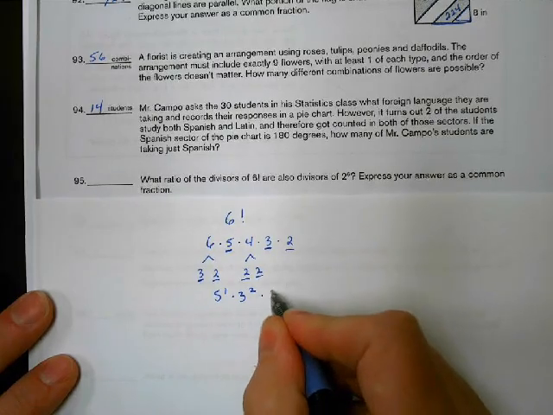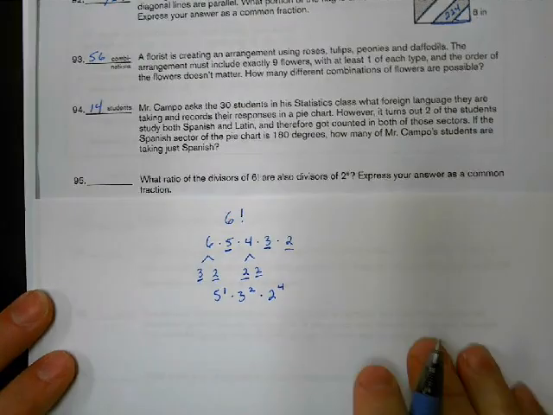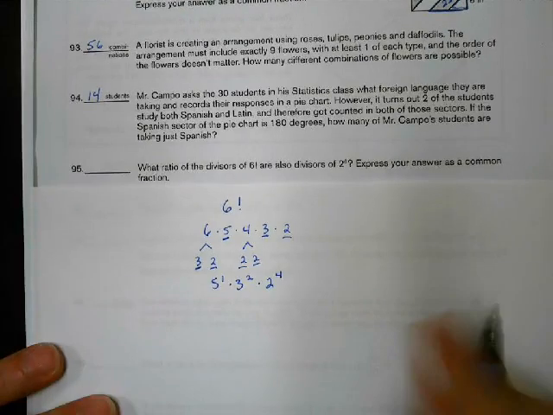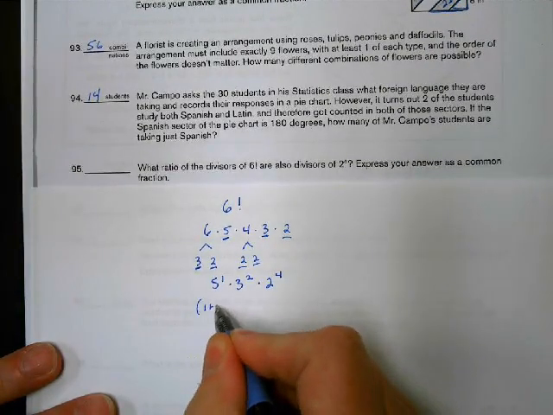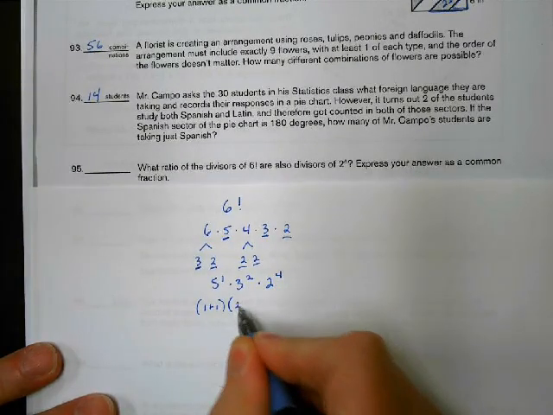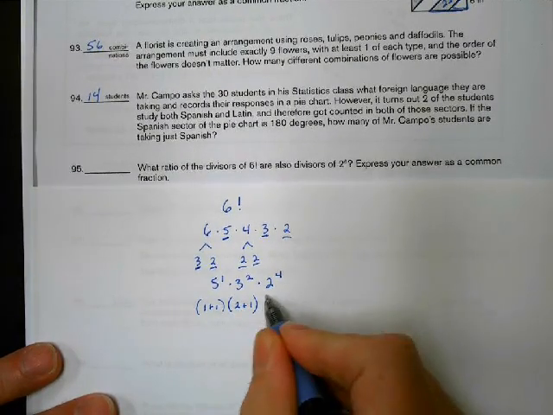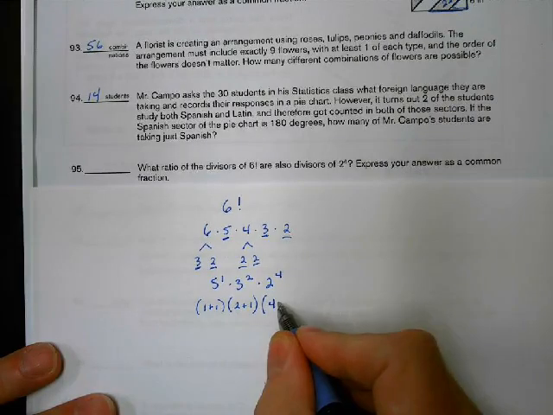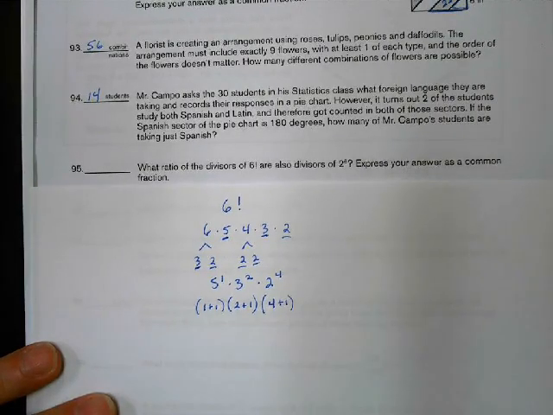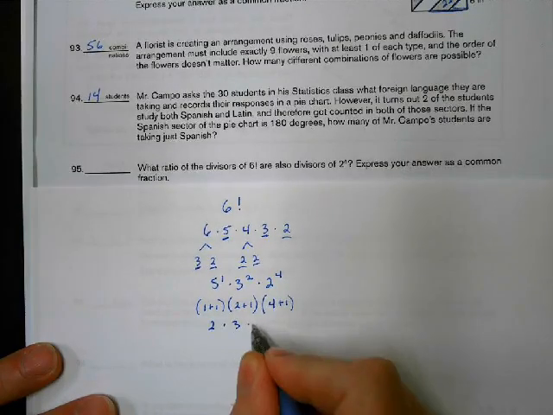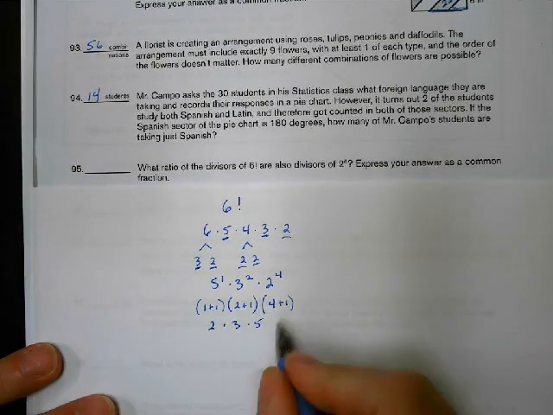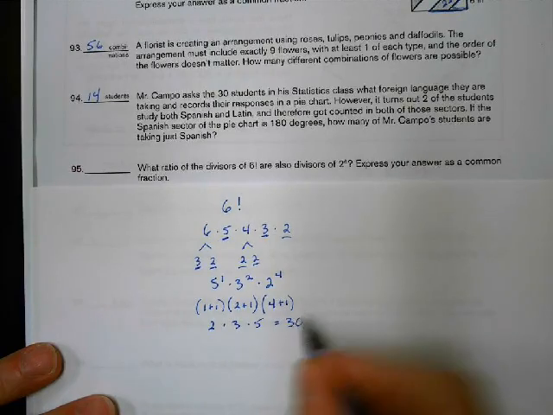So let's find out how many divisors we have. We would do 1 plus 1, 2 plus 1, and 4 plus 1, because for these ones we have to include not using it when we reorder all the different divisors. So this is 2 times 3 times 5. We got 6 times 5. There's 30 different divisors of 6 factorial. So we got 30 different divisors.